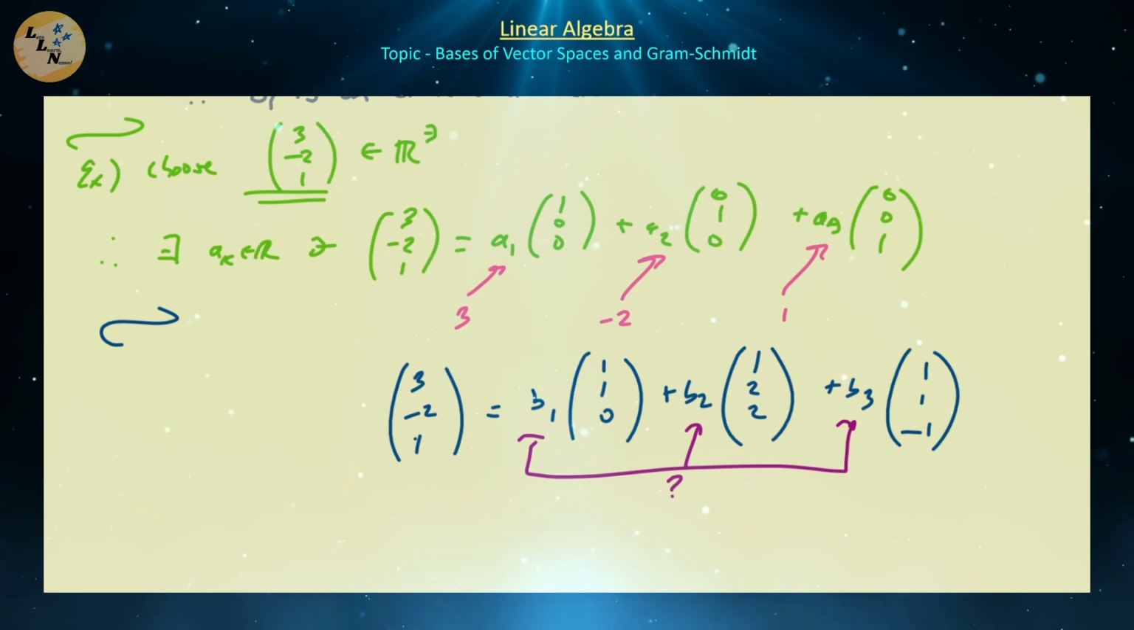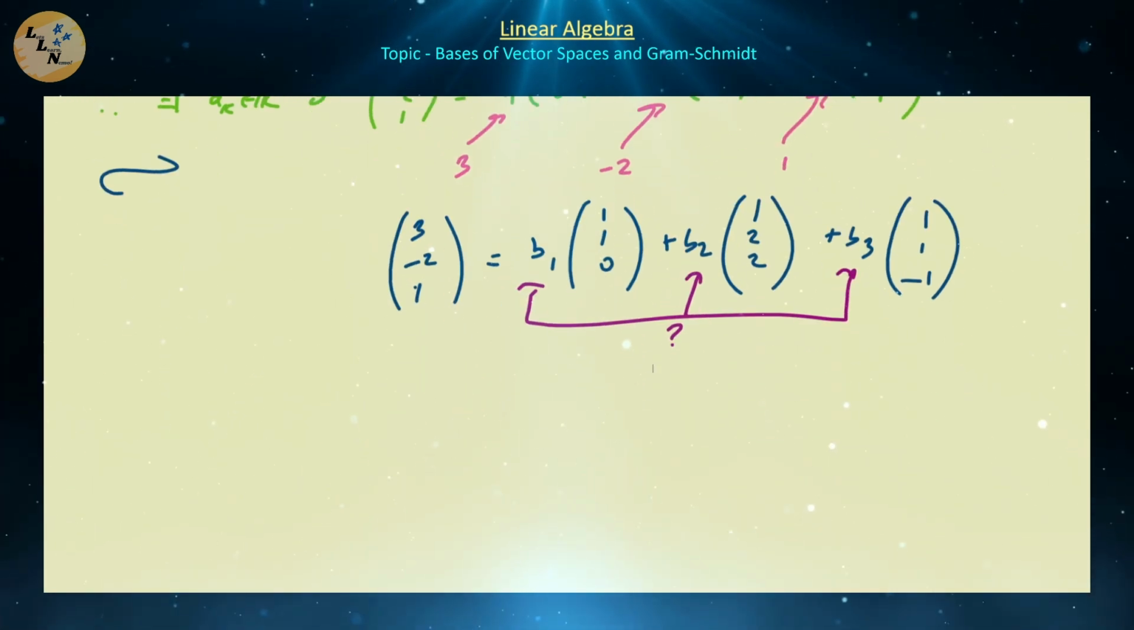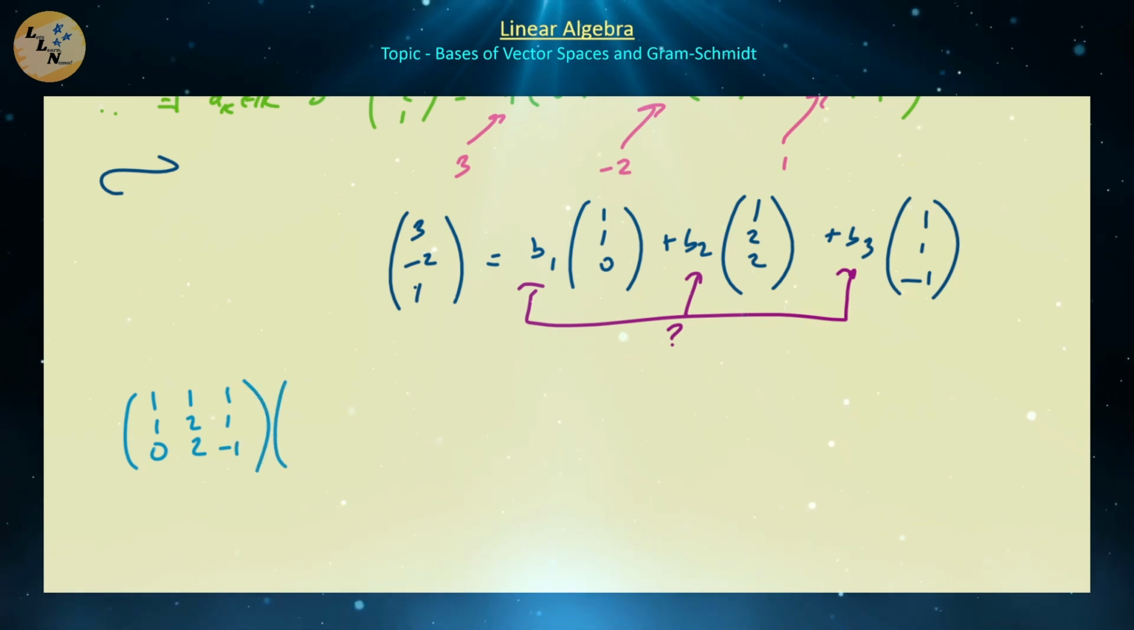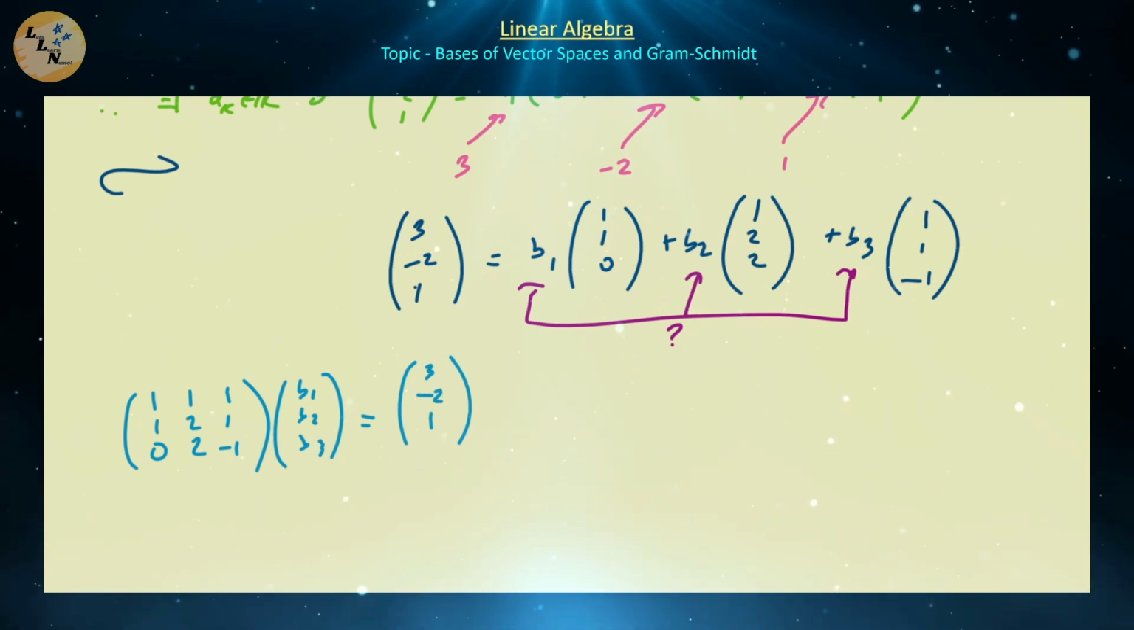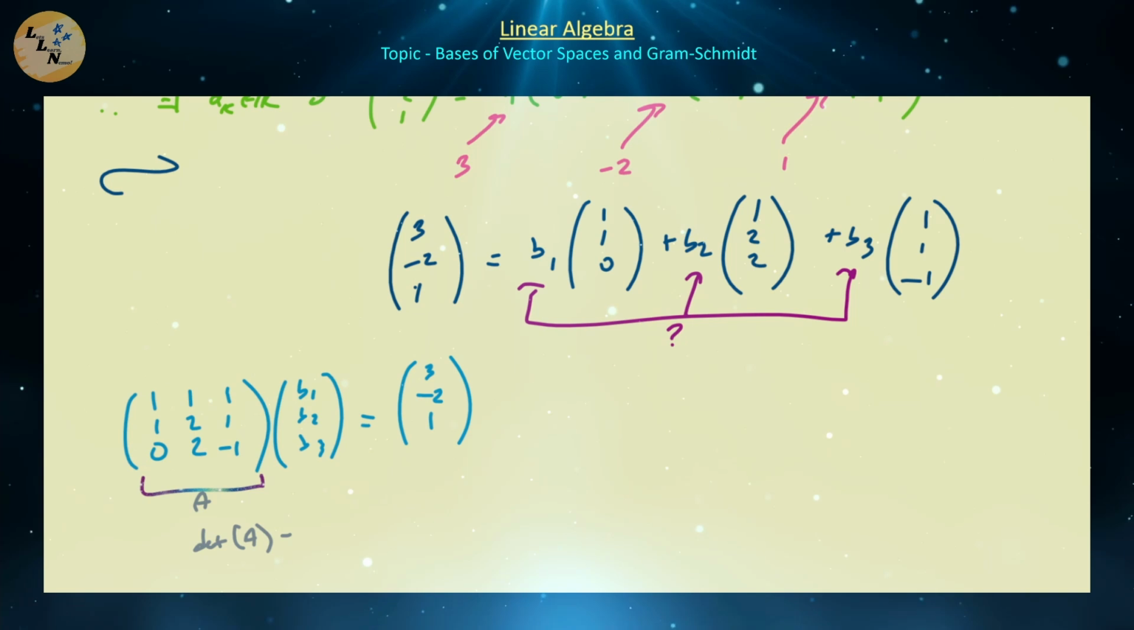For example, we would have to set up a system of linear equations, because how would we actually find those b1, b2, b3? So we would set up the matrix with columns (1, 1, 0), (1, 2, 2), (1, 1, -1), times (b1, b2, b3), and that should be equal to (3, -2, 1). And since we already know that these vectors form an independent set of 3 vectors from R3, we should know that this matrix, if we call it A, is non-singular, i.e. the determinant is not equal to 0.